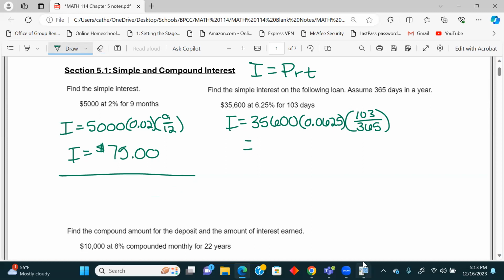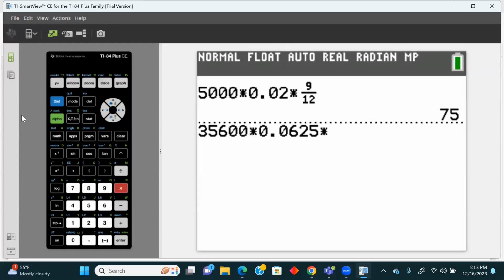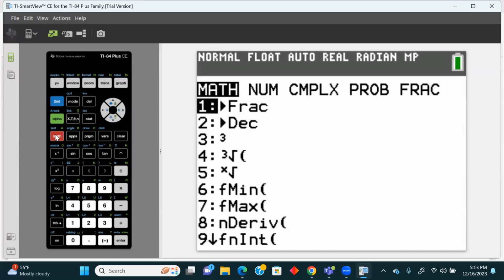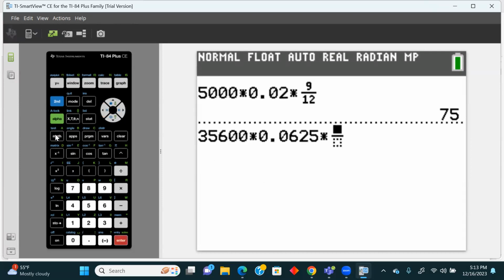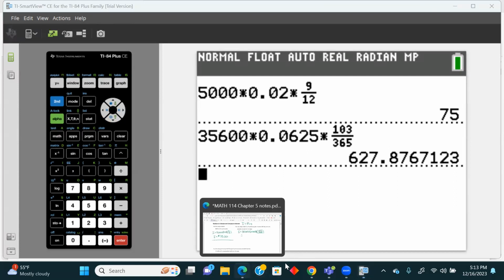So let's go over to the calculator, put this in. You get our fraction bar, you hit the math button, go to fraction and hit enter. So the answer is $627.88.